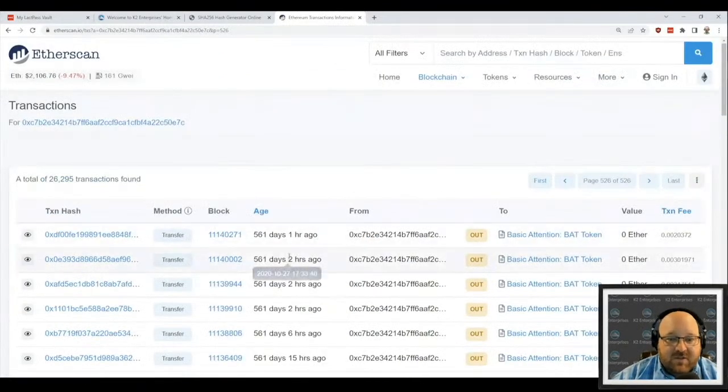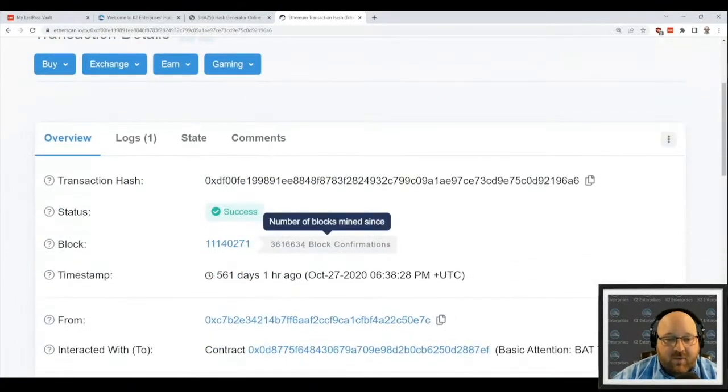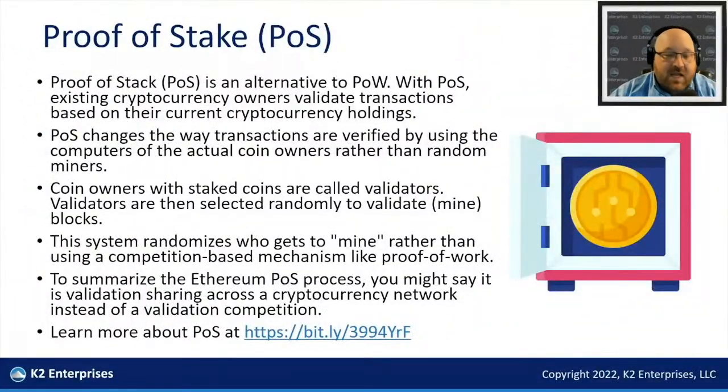If we go to stuff that's super old, so here's stuff over a year, and we click into that same algorithm, you'll see that the confirmation count goes up. This transaction, which is almost 2 years old at this point, has been verified 3.6 million times. Again, that's 3.6 million different people verifying this transaction, spending energy to do so. And so that's the big issue with proof of work, is that it just requires a crazy amount of energy. Some would say an unsustainable amount of energy.